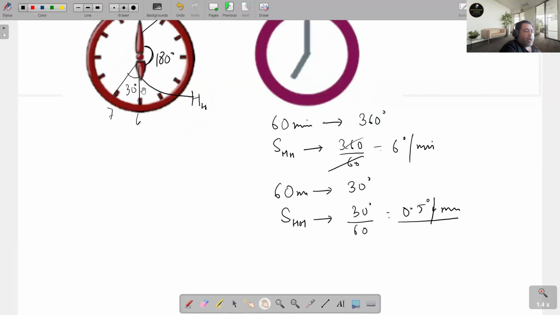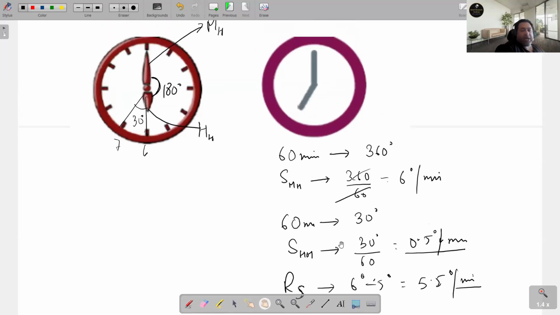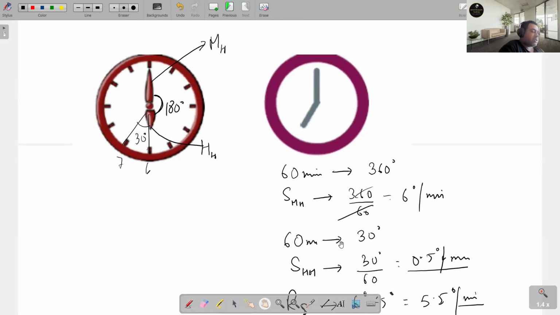Right. Now, what is the relative speed? The relative speed of the minute hand as compared to the hour hand will be 6 degrees minus 0.5 degrees, which is 5.5 degrees a minute. It is just like two cars trying to catch up. Only difference is that instead of a straight line linear distance, it's an angular distance.